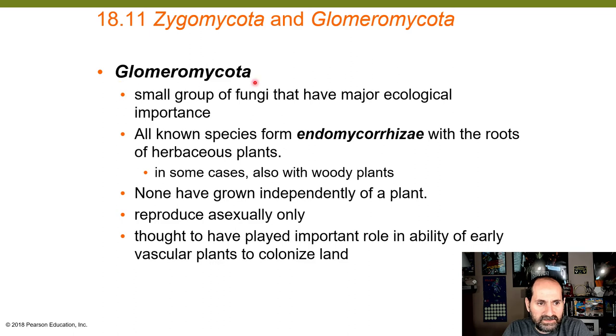The glomeromycota, on the other hand, are a small group of fungi that have major ecological importance. All known species form endomycorrhizae with the roots of herbaceous plants. Now, these endomycorrhizae are symbiotic relationships that are usually mutualistic between fungi and plant roots. The fungi usually provide the plant roots with nutrients, and they can also prevent osmotic stress from affecting the plant roots. The plant roots in return for the nutrients can give sugars that it produces.